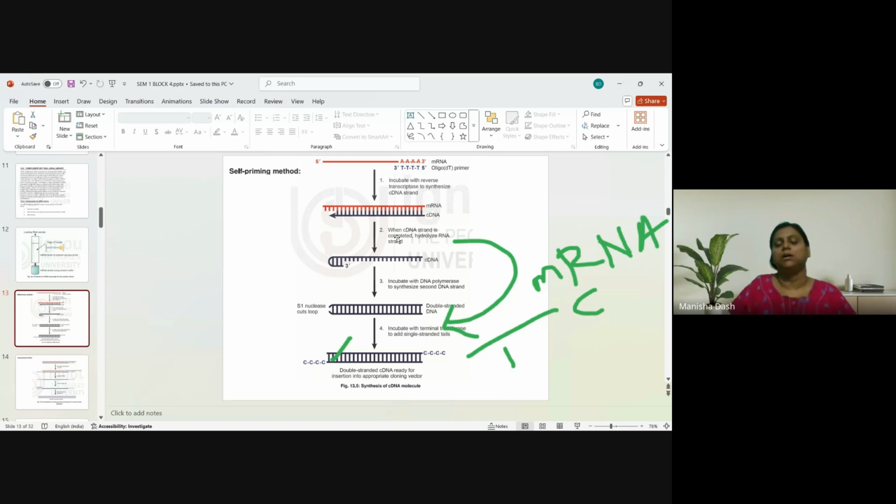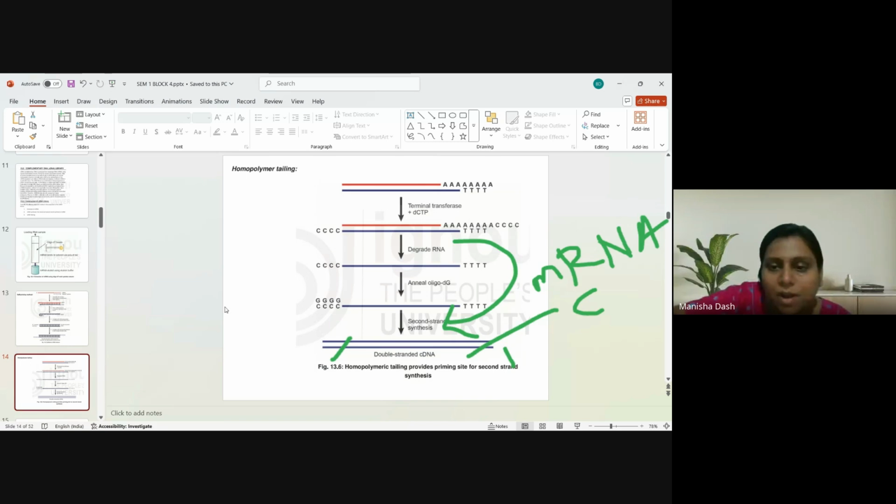So what is the advantage over the genomic DNA library here? You don't need to carry the introns along with the exons. Since you are constructing this DNA from the mRNA, this DNA is made up of only the exon sequences.